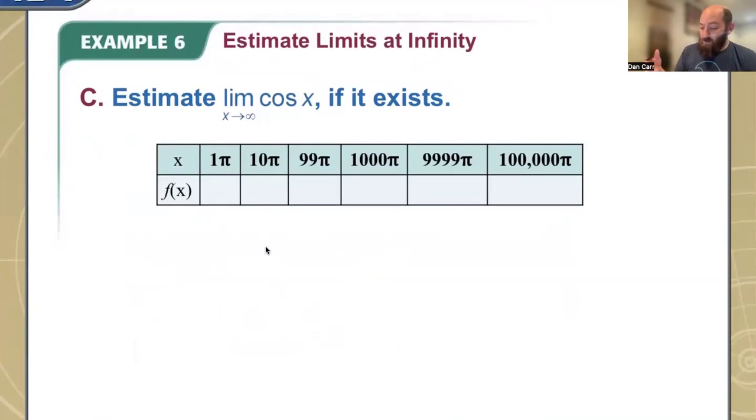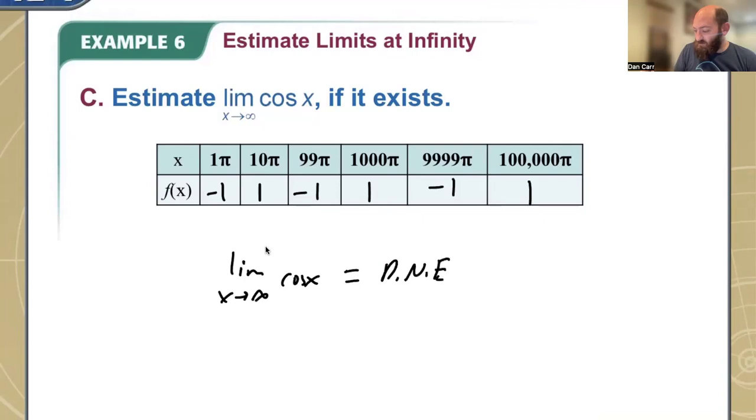And let's confirm that by plugging these in. So we can do cosine of 1 pi, that's equal to a negative 1. 10 pi is equal to 1. And then 99 pi is negative 1. And then 1, then negative 1, and then 1 again. Again, I'm using a graphing or table feature here. So the idea is that because I'm not approaching a unique value, I'm oscillating between 1 and negative 1 here. Well, that means the limit as x approaches infinity of cosine of x does not exist.